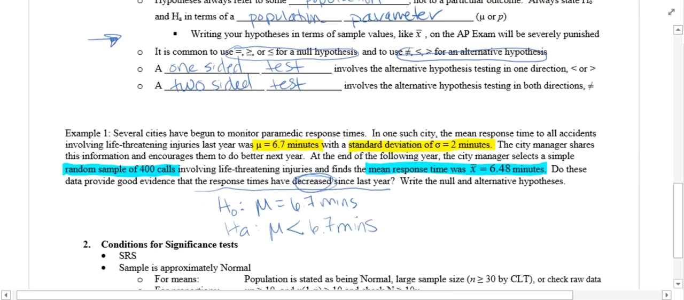Okay, one thing to point out is that notice that mu of 6.7 is in both the null and alternative. I am not saying that the new mean is our sample mean. I don't have to say that it equals 6.48. I am just saying that I think it's less than the number that they previously reported. Okay, so those should always match. The number that's in the null should be the same in the alternative.